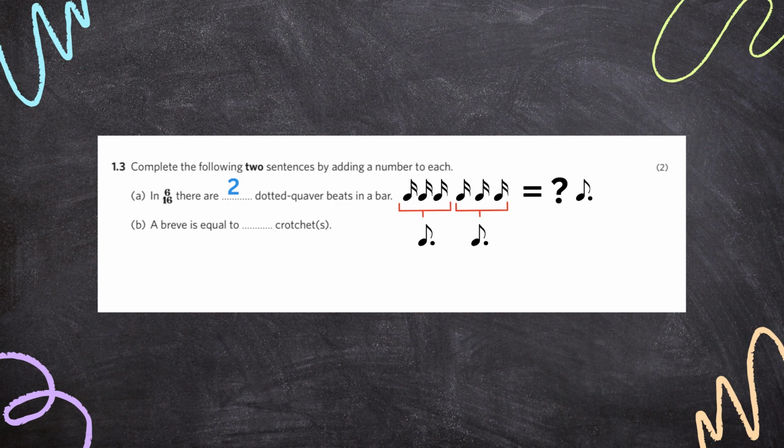Question B. A breve equals to how many crotchets? A breve means 2 whole note. Each whole note equals to 4 crotchets. 2 whole note means 8 crotchets. Remember the British name of all note value in this part. Revise it a bit before the exam.